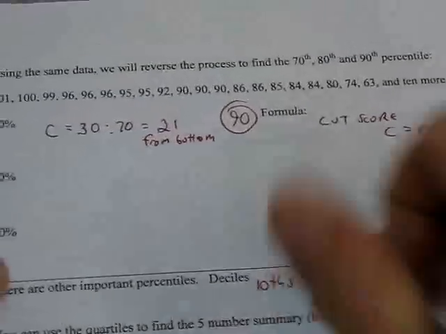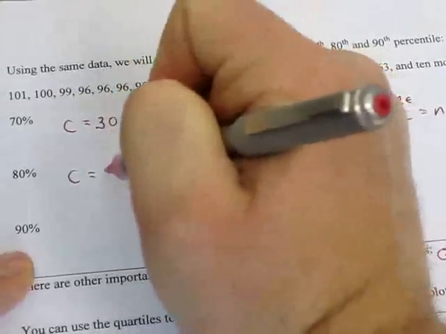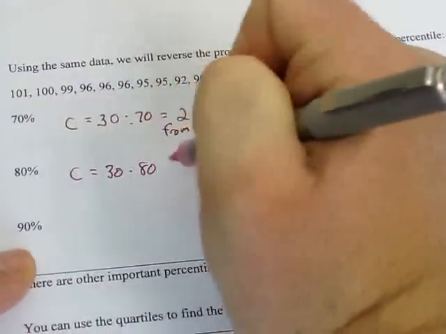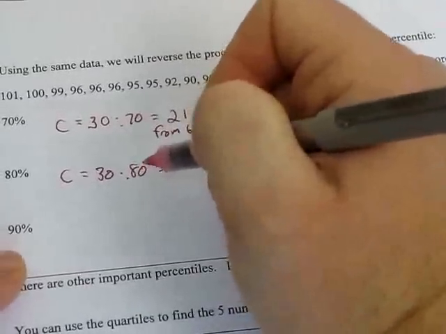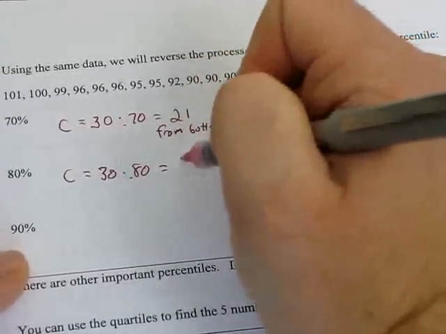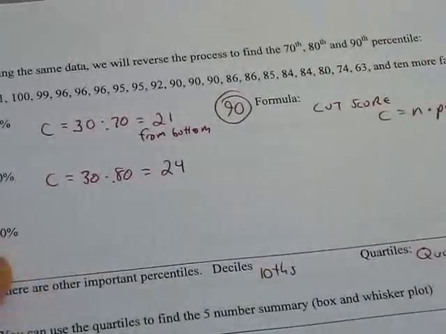Okay, now let's look at the 80th percentile. Let's see what I would need there. 30 times 0.80, or 8/10 if you want to simplify that. This would be 24 scores from the bottom.